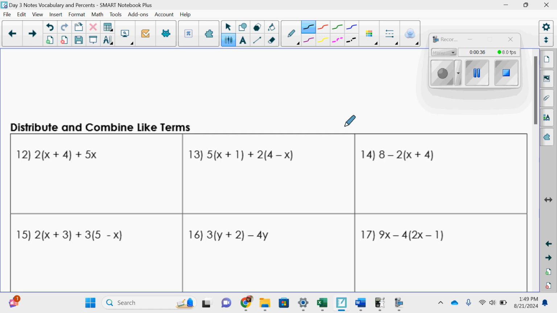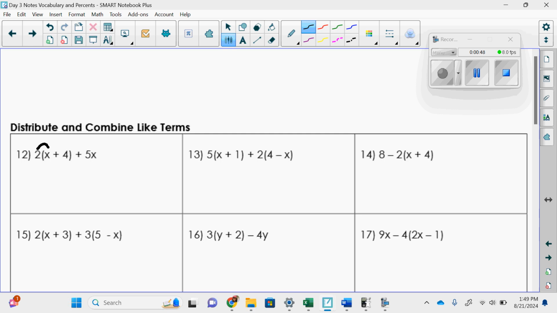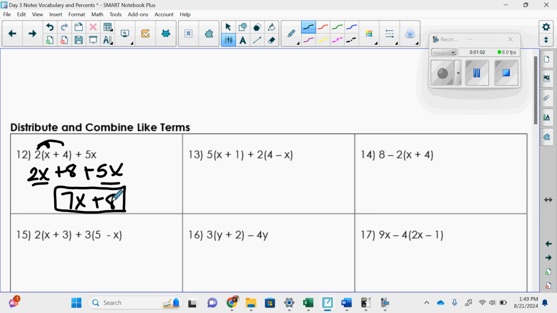Number 12. We have 2 times the quantity x plus 4 and then plus 5x. So remember we start by distributing that 2 in. That gives us 2x plus 8 and then plus 5x, and then we combine like terms. So 2x plus 5x is 7x. 8 is not a like term, so we leave it in the back, 7x plus 8. Remember, we always want to write our answers in standard form. X is first in descending order of exponent. So that's why we have 7x plus 8 versus 8 plus 7x.